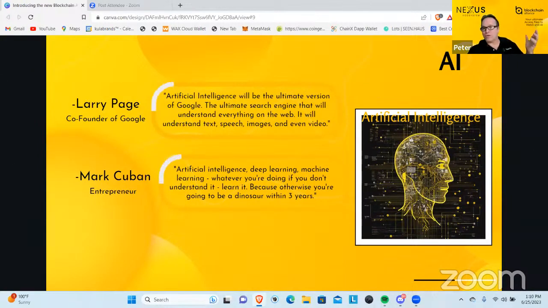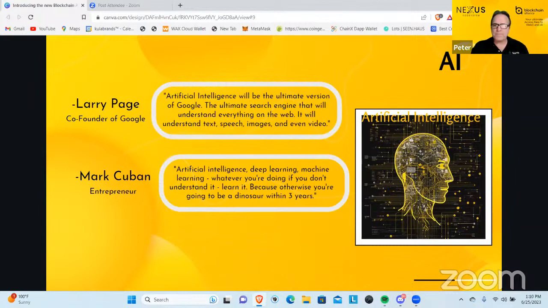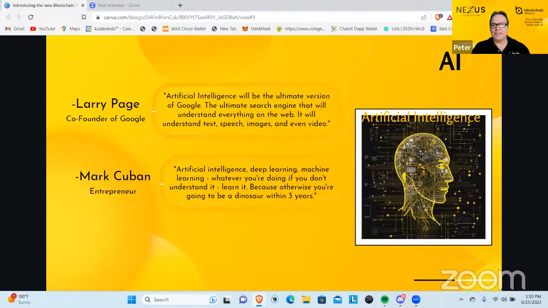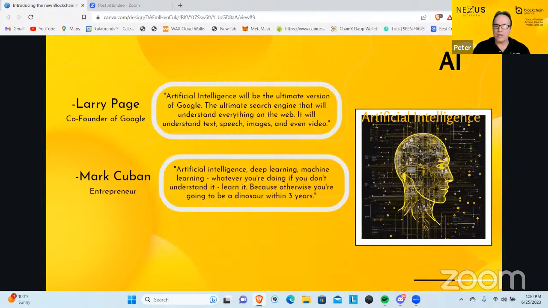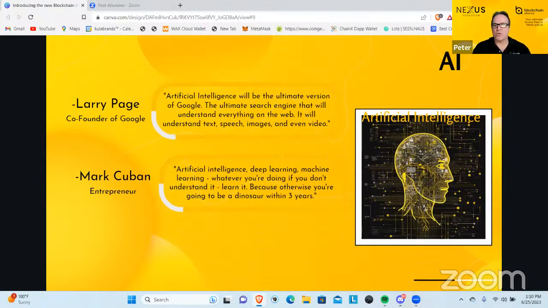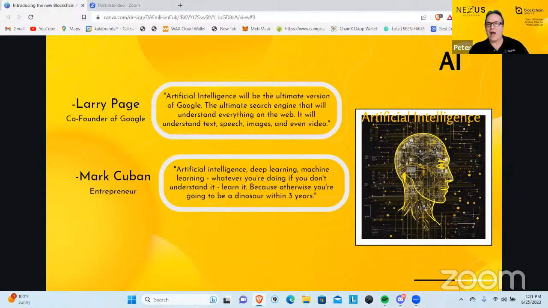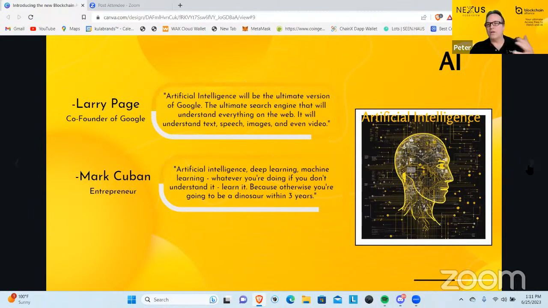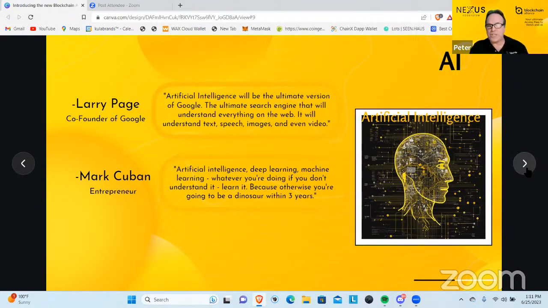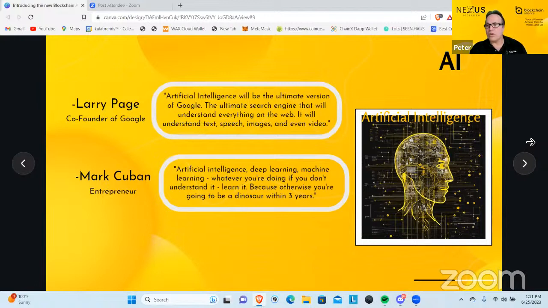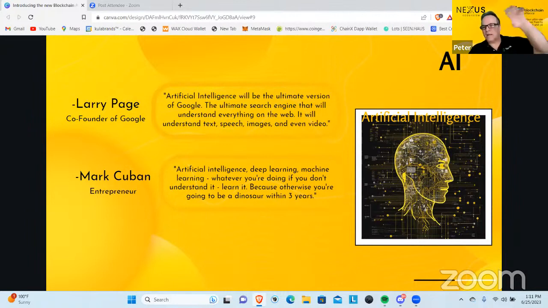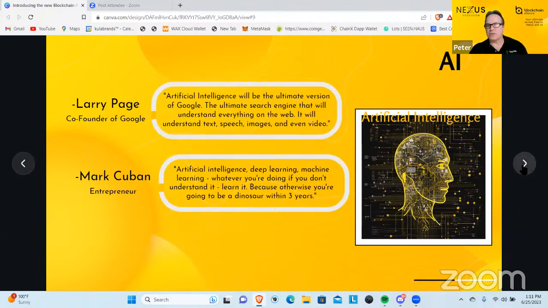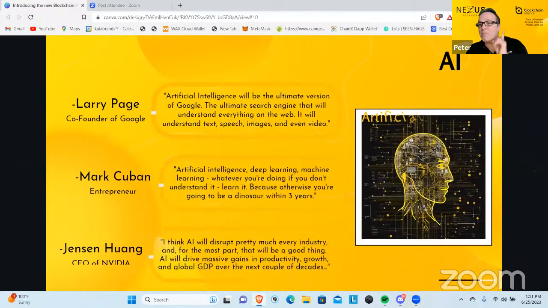Mark Cuban, of course, we all know who Mark Cuban is, right? Shark Tank, owner of the Mavericks. Artificial intelligence, deep learning, machine learning, whatever you're doing, if you don't understand it, learn it. Because otherwise you're going to be a dinosaur within 3 years. He didn't say if you're in the computer industry, learn AI. It doesn't matter what you're doing. You need to figure out AI. You need to understand it and see how it will replace what you're doing maybe. And if you're the expert in AI and it comes to replace you, then you can still be in that space, still do it and make money doing it, and probably even more money because you'll be able to get more production done.